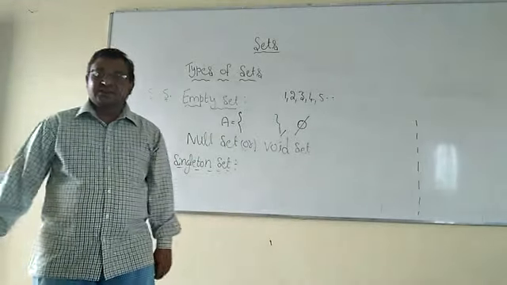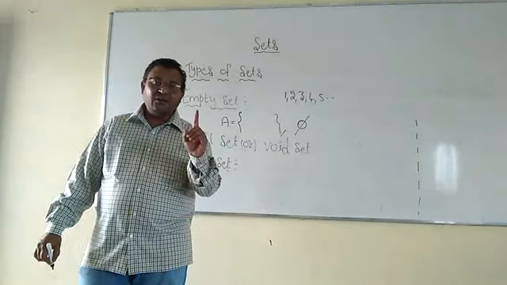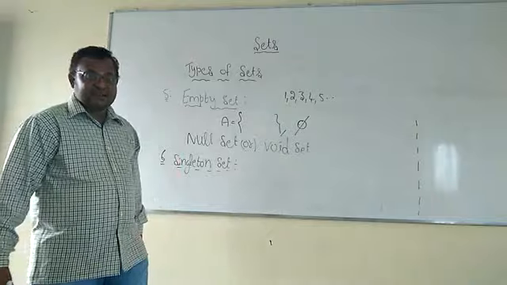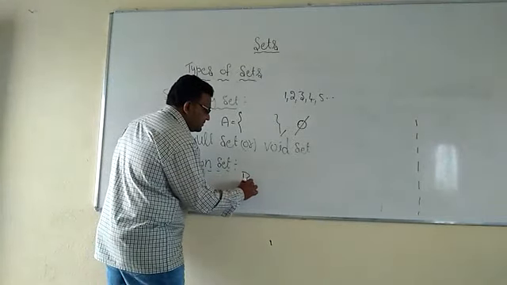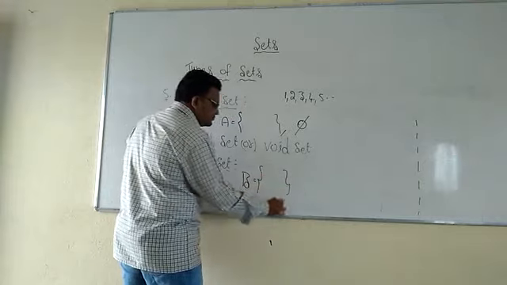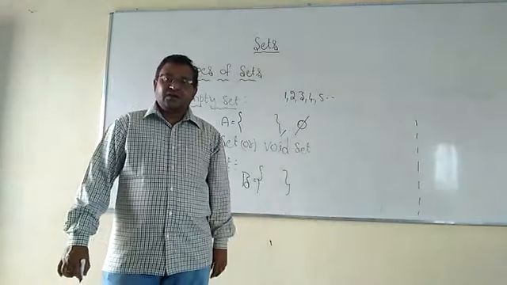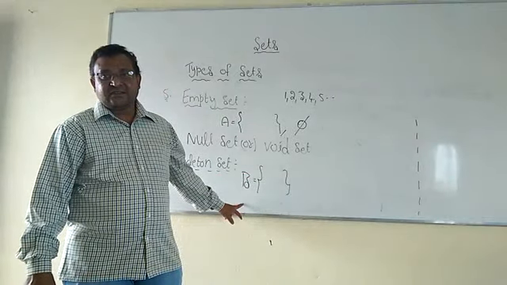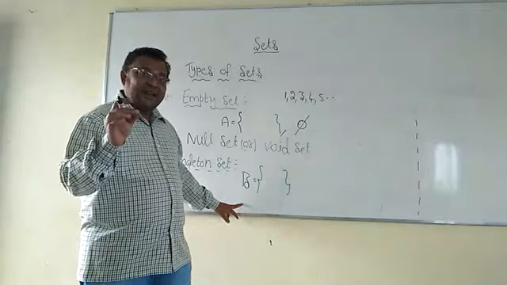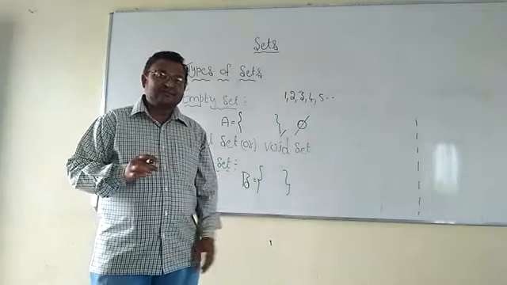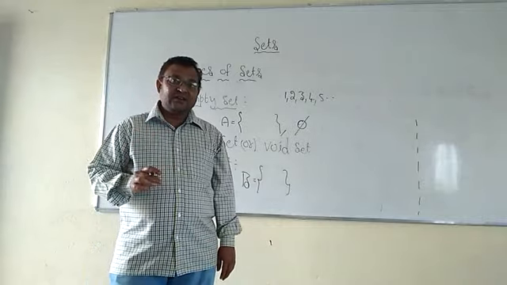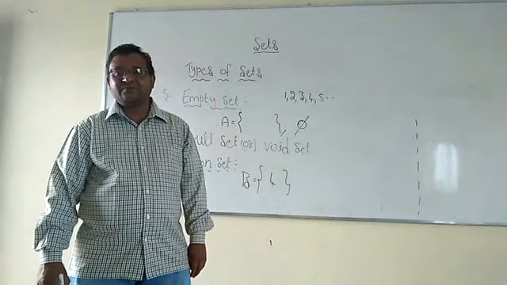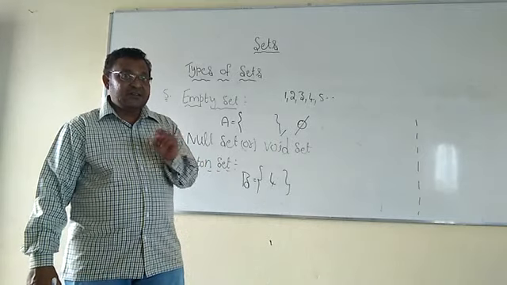Singleton set. If a set contains only one element, then that set is called a singleton set. That means, take one set B. Set B is a set which contains an element as a natural number between 3 and 5. Clearly it will be 4. A natural number between 3 and 5.